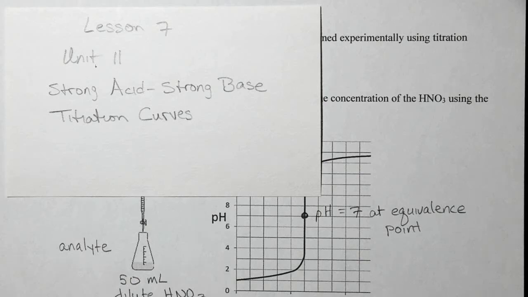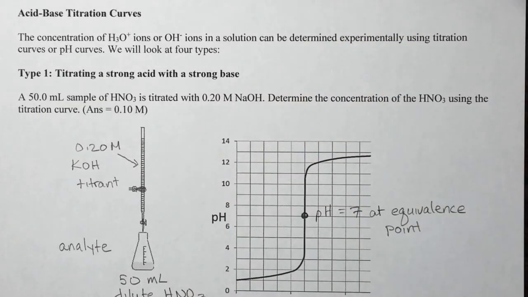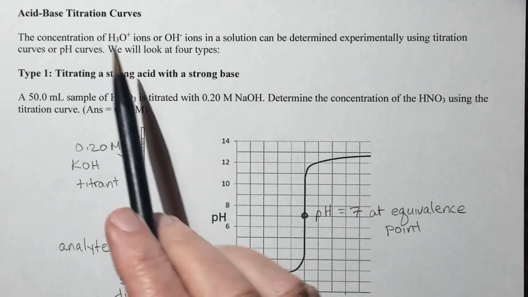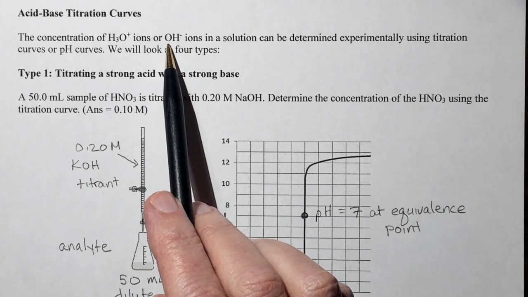This is Lesson 7 from Unit 11, Strong Acid, Strong Base Titration Curves. So we can determine the concentration of hydronium or hydroxide ions experimentally by using titration or by measuring the pH.